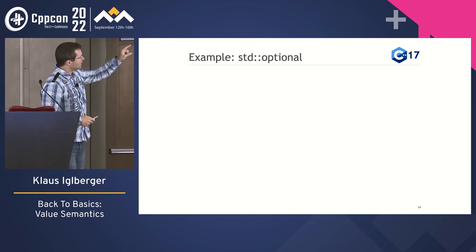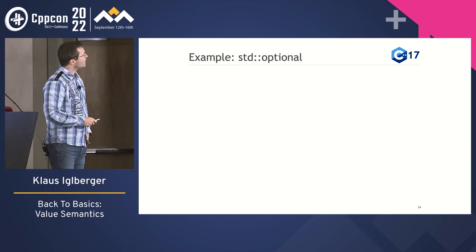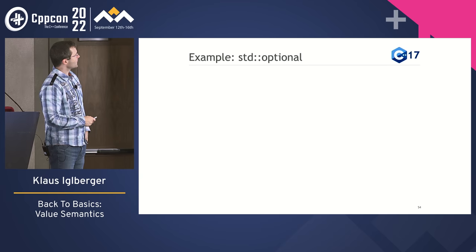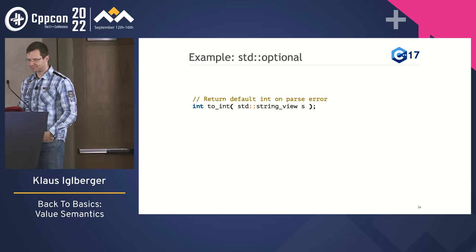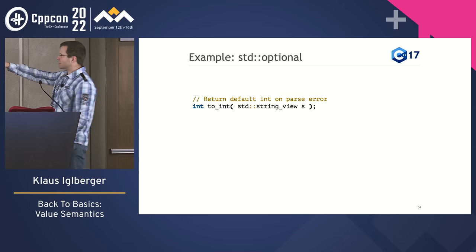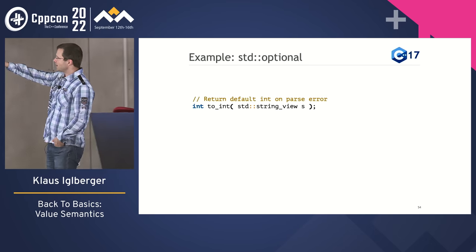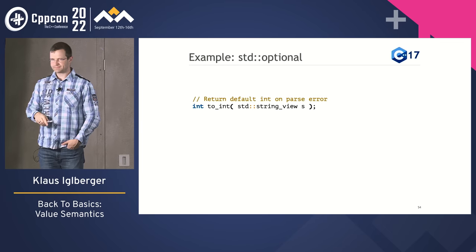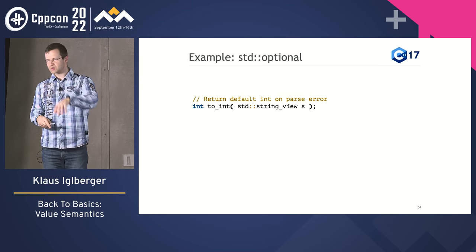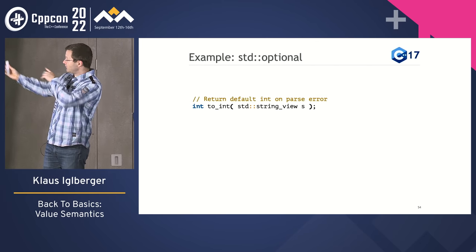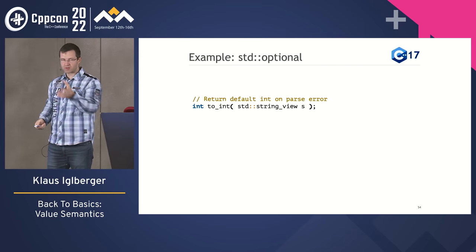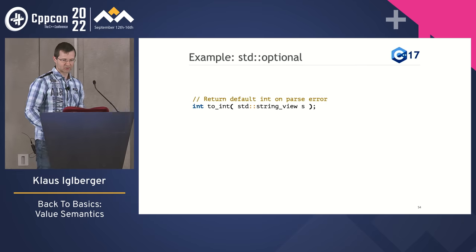Now, in C++17, we got a new type called optional. std::optional is, I believe, a great solution for a lot of small problems. So this is a common example, perhaps you've seen it before. We want to write a toInt function. We have a string of some sort, so we take a string_view, and I said this is OK. We actually want to parse that string_view and extract the int that this string contains.